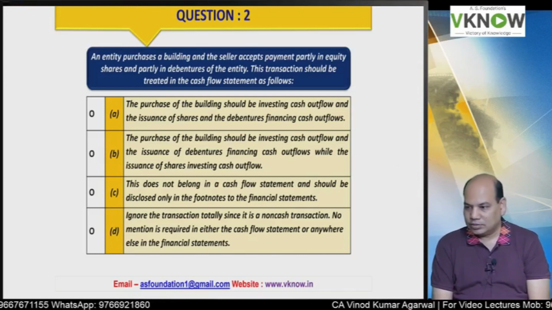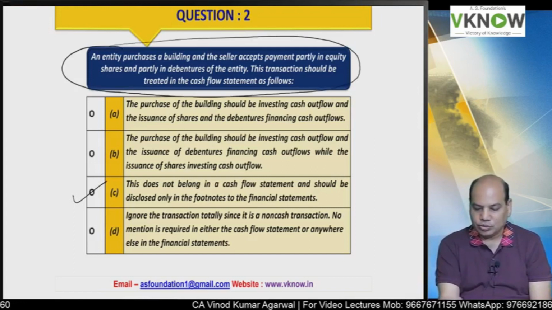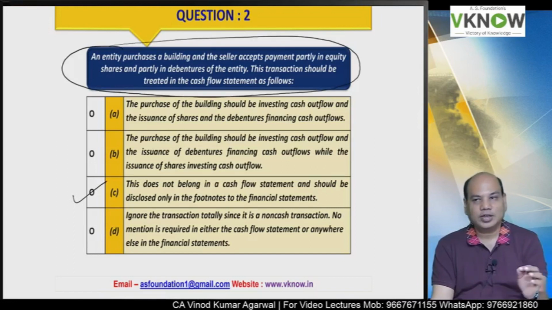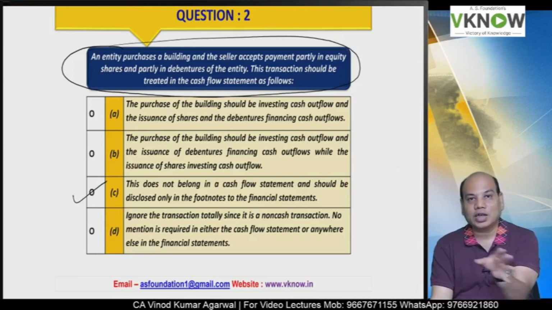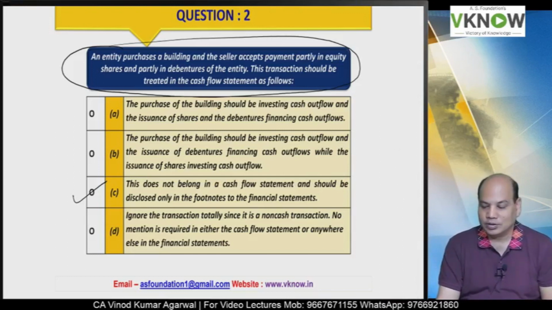Please reply. What do you think? Whether disclosure is required? Disclosure is required. Answer is C, because there is no cash transaction involved. Some students said investing activity. If you have written investing activity, your bank balance will have cash outflow and the institute will have cash inflow. Okay, where is the cash involved?